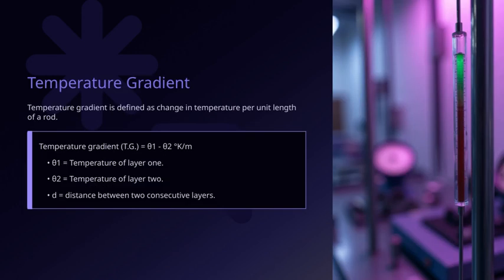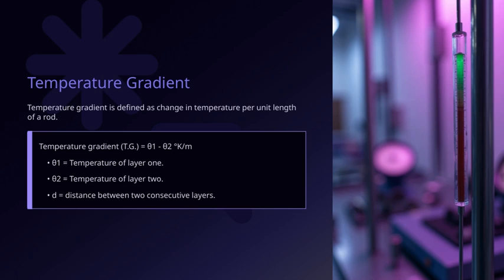Now let's look at some key concepts related to temperature gradients. First, we have the distance between two consecutive layers, which we denote as d. This is simply the space separating one layer from the next. Next, we have θ2, which is the temperature of the second layer, and θ1, the temperature of the first layer. These temperatures are measured in Kelvin. The temperature gradient, or Tg, is then defined as the difference between these two temperatures, θ1 minus θ2, divided by the distance d. In other words, it tells us how much the temperature changes per unit length along the rod.